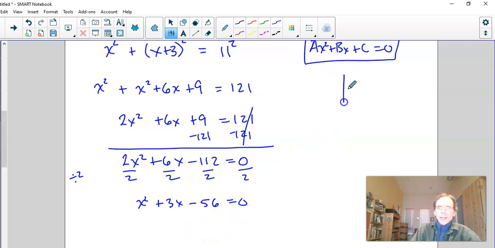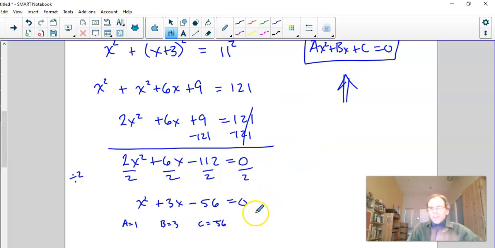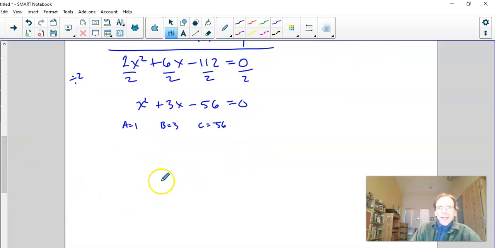All right, so looking at this, can you see that the A is 1 and the B is 3 and the C is negative 56? I've used capital letters so they don't match the little letters I used for the triangle before. But anyway, how can we solve this? Usually, well, first let's write down that this is quadratic. If you can factor this, then it's easy to solve for x.